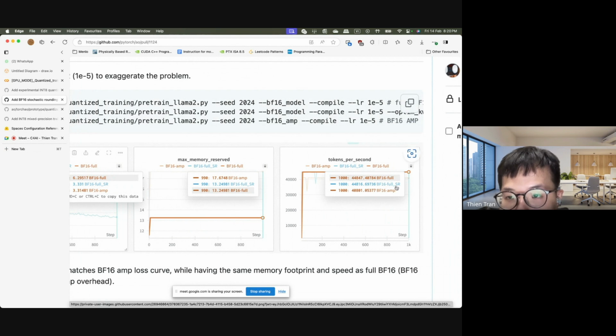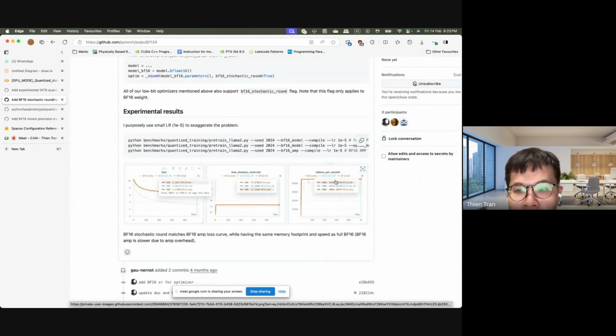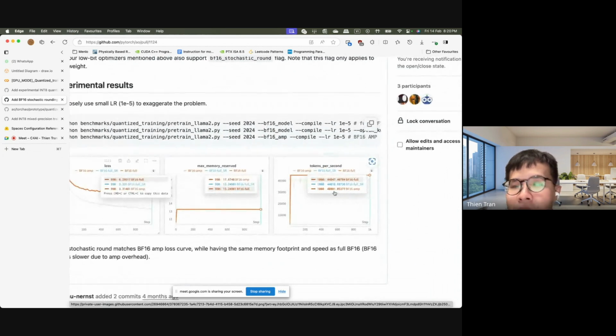Full BF16 is actually slightly faster than mixed precision because you don't need to do the dynamic casting from FP32 to BF16. So that's even better. So I think that's this one. This would be a very small step up from the normal mixed precision, and I think if you can afford it, you should do it.